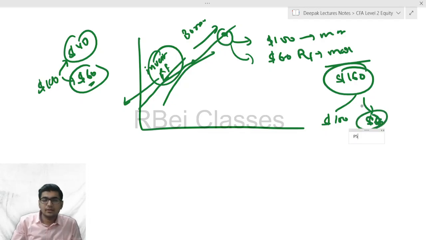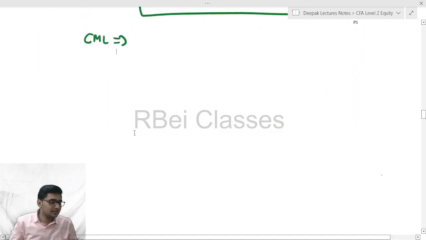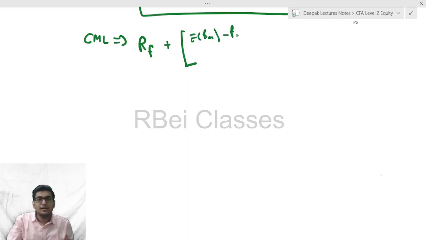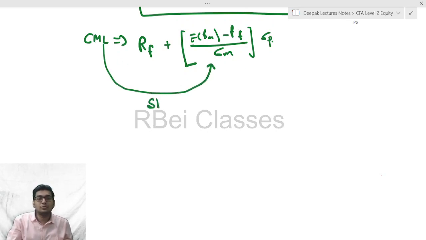Next, write down the equation for the CML line. If you are making rough notes from these revision lectures, it will become easy for you to revise at least the important topics from the exam perspective. Write down RF plus the expected return of the market minus RF, whole divided by the standard deviation of the market, multiplied by the standard deviation of the portfolio. So the CML slope is the Sharpe ratio.